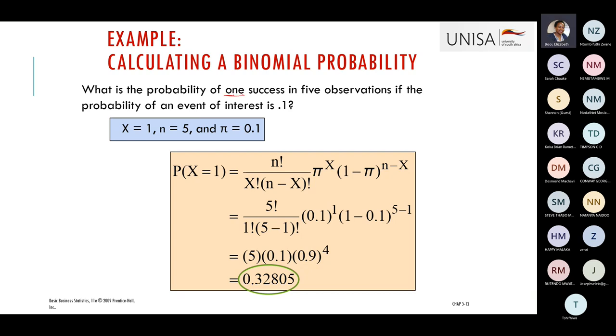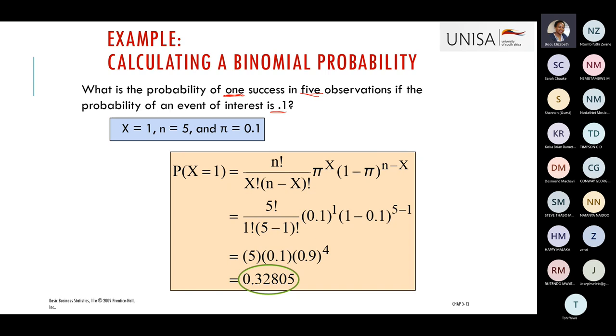What is the probability of one success in five observations if the probability of interest is 0.1? So our one is our X. We want to know the probability of X in five observations, which are the number of trials that we have, which is our N, and the probability of success is 0.1. Using our formula, we just substitute the value.